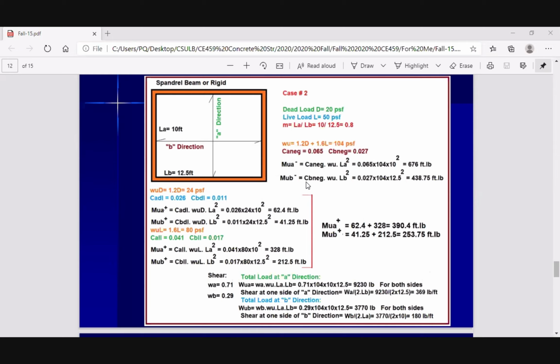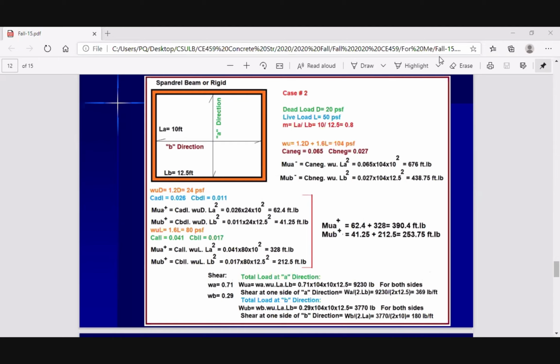And do the same based on the equation times LB. As you can see, LB is greater than LA, but the factor is not. And most of the negative moment went to A direction rather than B direction. And we knew that if it's very long, so the whole load will go at one direction. It will act like a one-way slab.